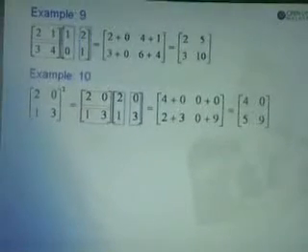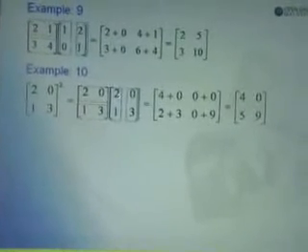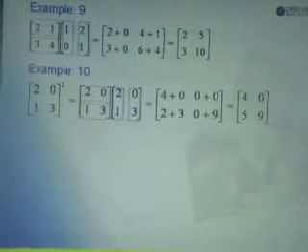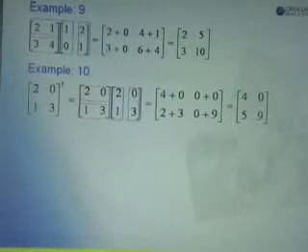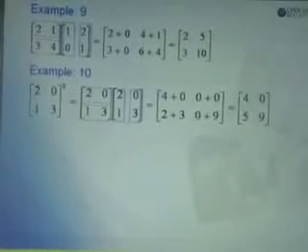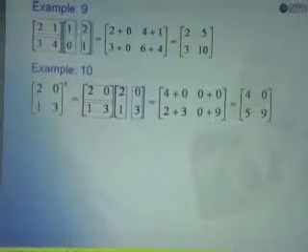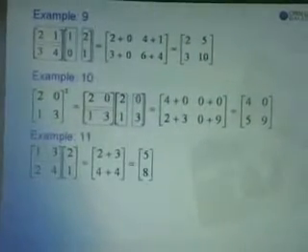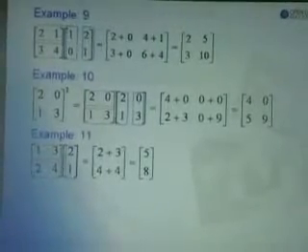So we repeat the same process with second row. So second row, 1 times 2 equals to 2, 3 times 1 equals to 3. And then we have 1 times 0 equals 0, and 3 times 3 equals to 9. So next step is to simplify this. We should get 4, 0 plus 0 equals 0, 2 plus 3 equals to 5, and 0 plus 9 equals to 9.